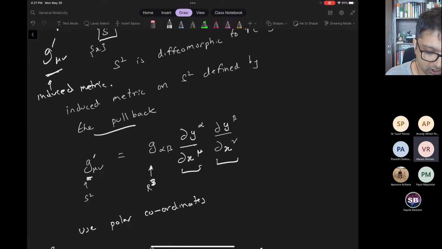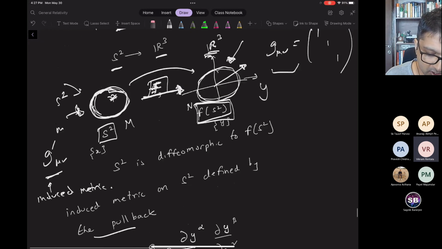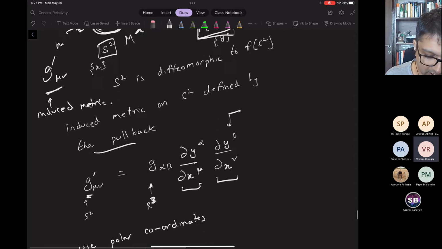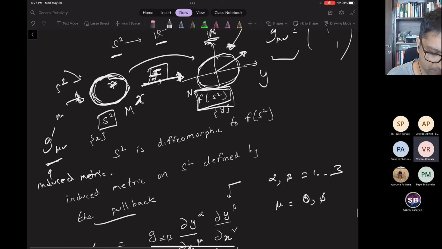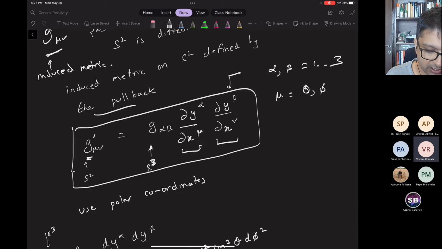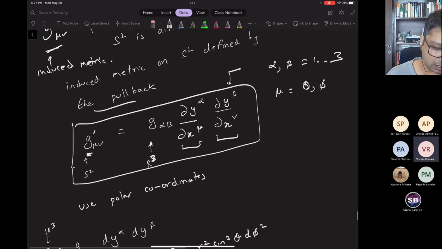Okay, these Jacobians, you have to be careful. This Y is the coordinates on the R3, X is the coordinates on S2. And this Y are three-dimensional coordinates, which means alpha and beta run over 1 to 3, whereas this mu runs over only two-dimensional coordinates. Let's say mu runs over only theta and phi, which are coordinates on this S2. And so now I need to define what is the dictionary of this mapping, from X into Y.